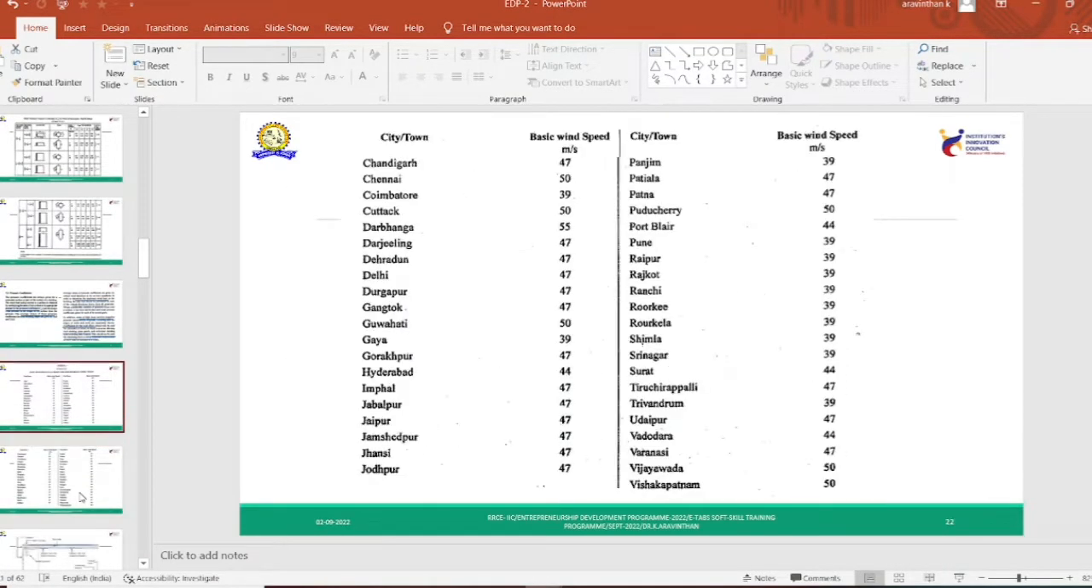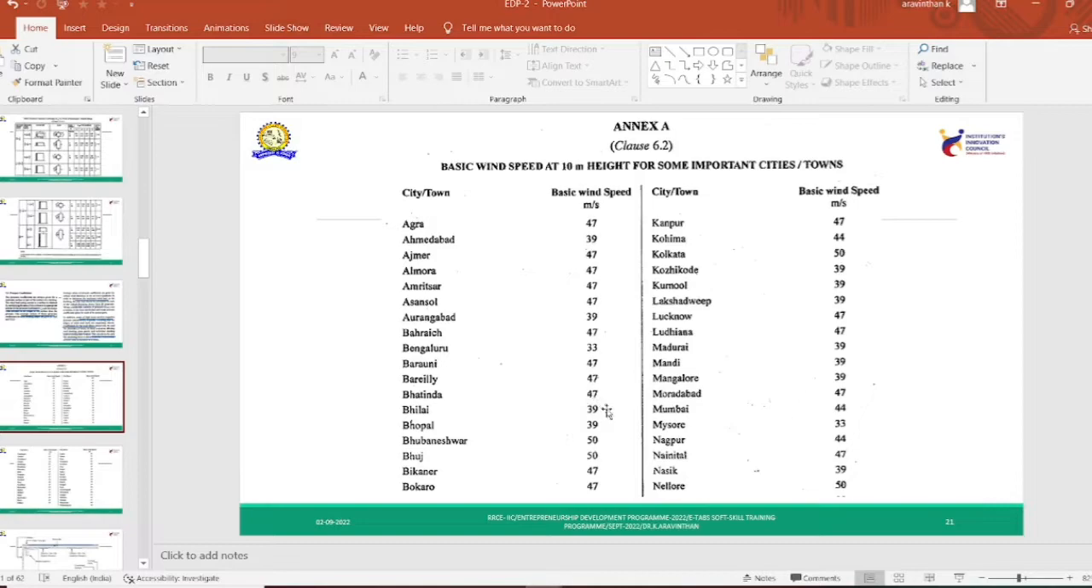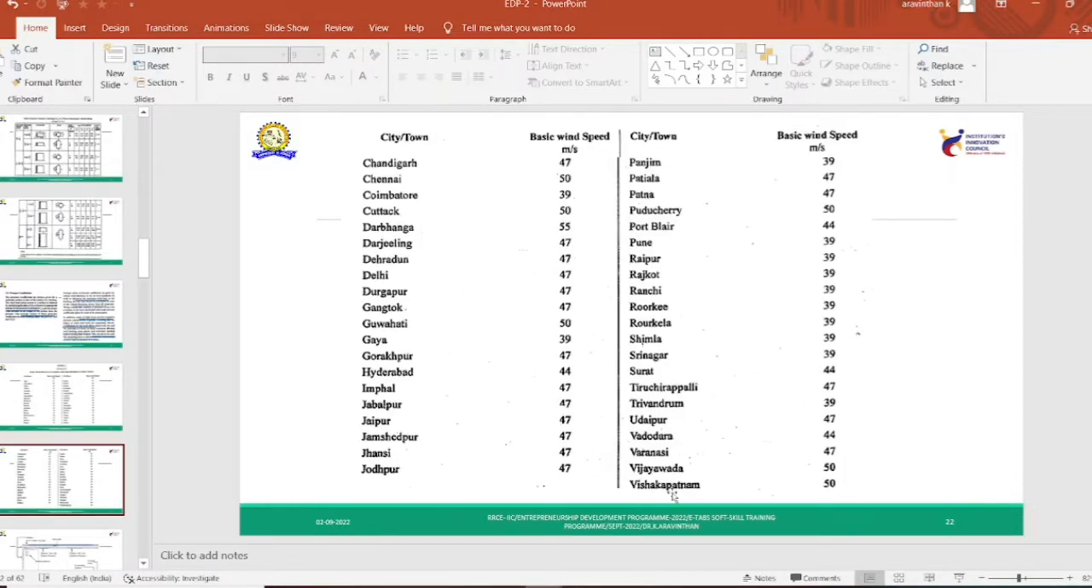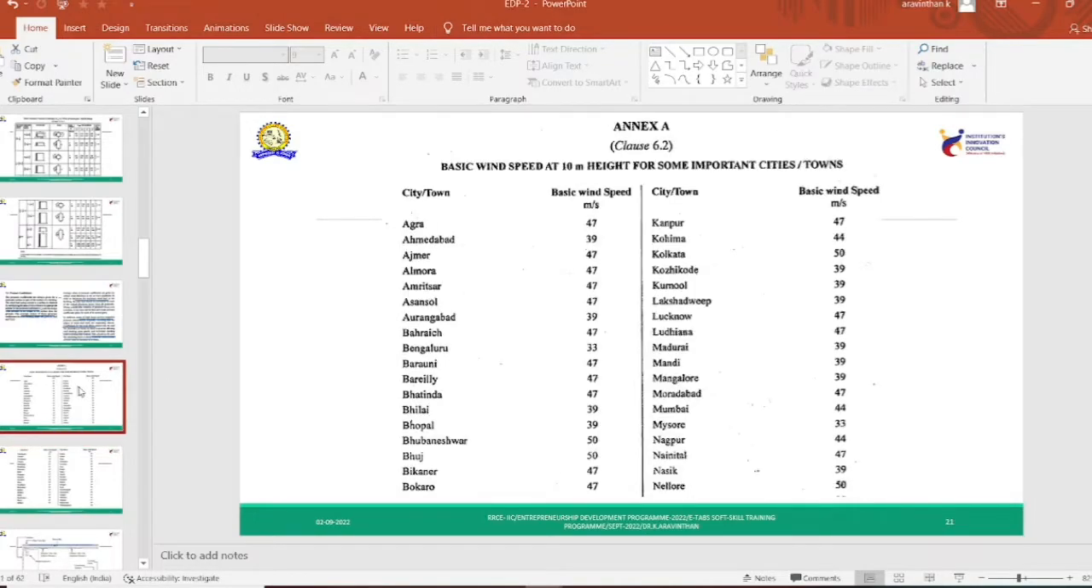for whatever city you are in. If you are coming from Madurai, you have to take 39. If you are coming from Bangalore, you have to take 33. The maximum wind speed is at these places near the seashore. You can see Kozhikode and Cochin, Kanpur. You can see Kolkata is near West Bengal. So you have 50 km per hour. Nellore is near the seashore. It has 50 km per hour. Visakhapatnam, Vijayawada, the coastal areas. That is why the wind speed is much higher. So according to the place, we have taken 33.